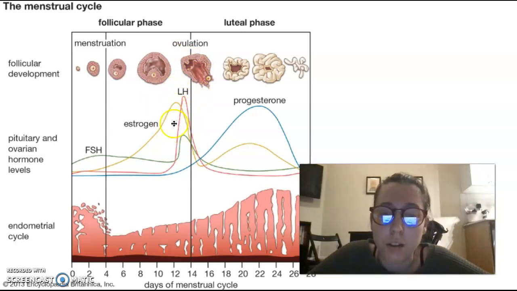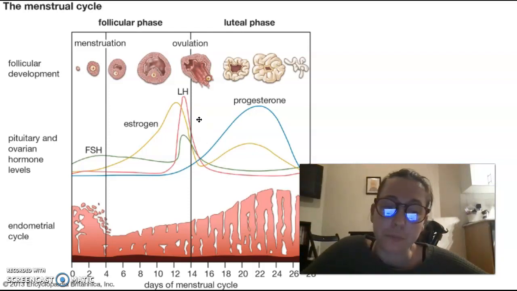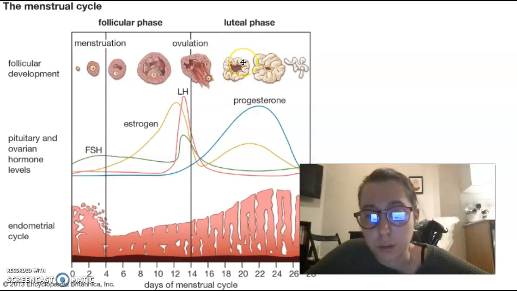About 24 hours after we see that peak in LH, we're going to see ovulation, which is pictured here, in which that oocyte leaves the follicle. The oocyte will go on to move into the fallopian tubes towards the uterus and potential fertilization. But after ovulation, the follicular cells remain. They turn into the structure here called the corpus luteum.